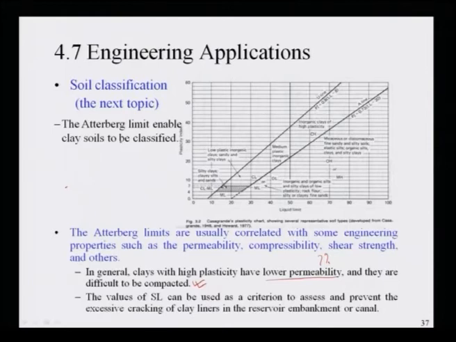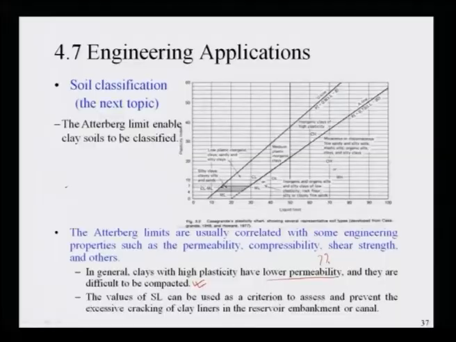The value of SL, the shrinkage limit, can be used as a criterion to assess and prevent excessive cracking of clay liner in a reservoir, embankment or canal. The moment you find the shrinkage limit, if you know this shrinkage limit value is very high, then you can say whether there is a chance of cracking of the clay liner, generally provided in reservoirs, embankments and canals. Then you can design for it, and you can prevent it also.